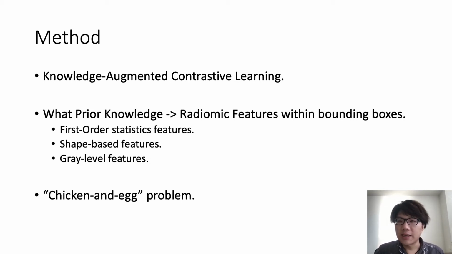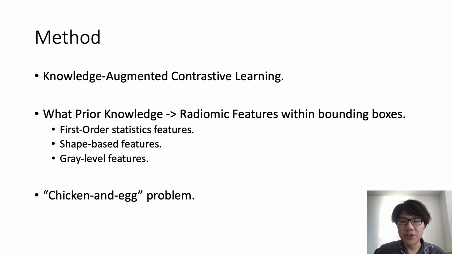The prior knowledge that we use here refers to radiomics features, commonly used prior knowledge in the medical domain. The radiomics features consist of the following 3 categories. First, statistical features, shape-based features, and grid-level features. All these 3 features are interpretable.